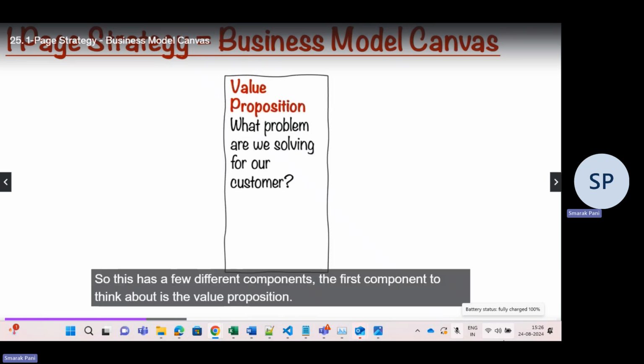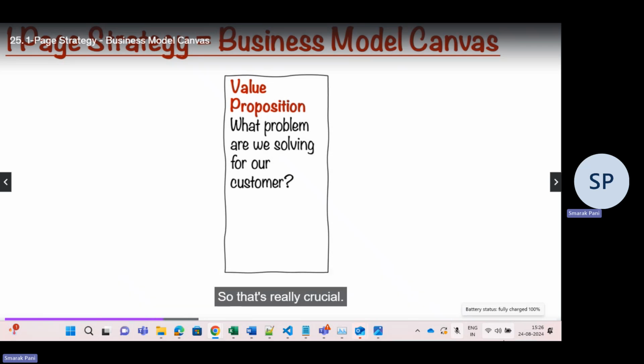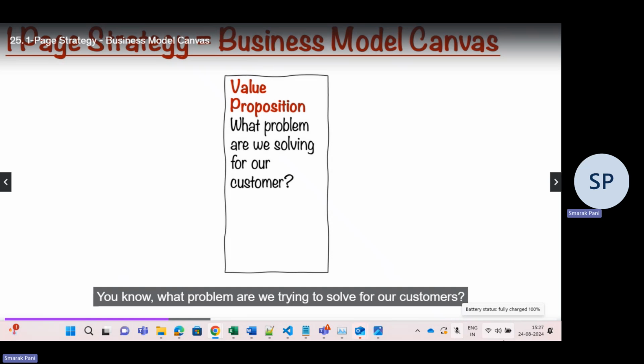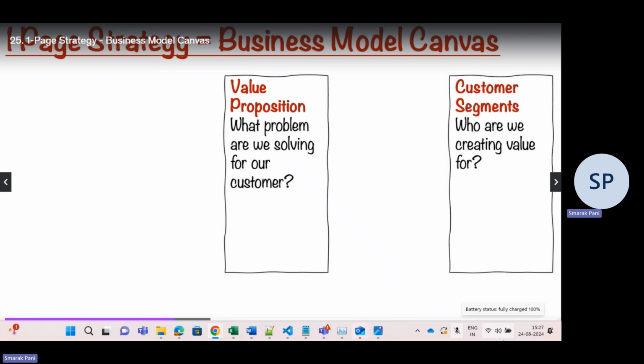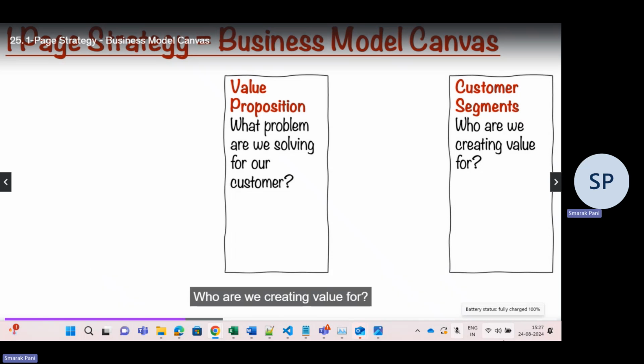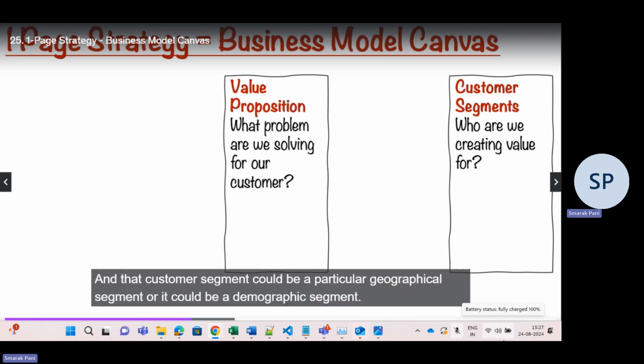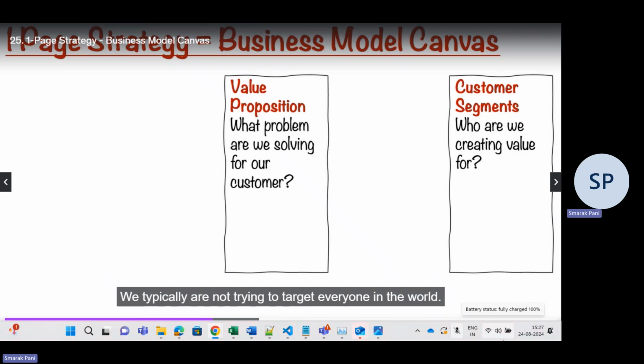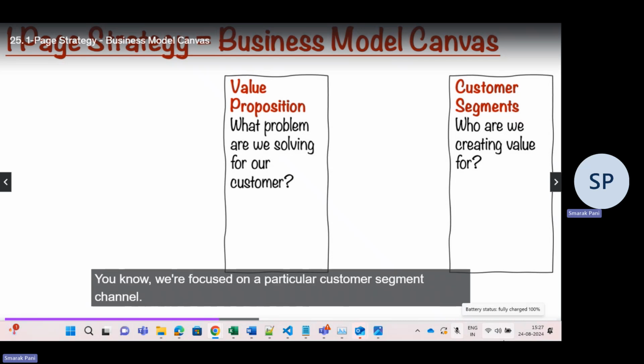So this has a few different components. The first component to think about is the value proposition. So that's really crucial. What problem are we trying to solve for our customers? Related to that is the second component, which is the customer segment. Who are we creating value for? And that customer segment could be a particular geographical segment, or it could be a demographic segment. We typically are not trying to target everyone in the world. We're focused on a particular customer segment.